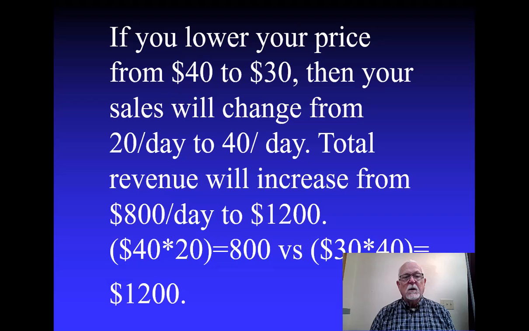So to put this in sentence form, if you lower your price from $40 to $30, then sales will change from 20 units a day to 40 units a day. So total revenue will actually increase, because 40 times the 20 that's sold, that's 800. So $800 a day at $40. At $30, now we're selling 40 units. So 30 times 40, that's 1,200. So we have an increase in our total revenue by $400. So it would benefit us to do this.